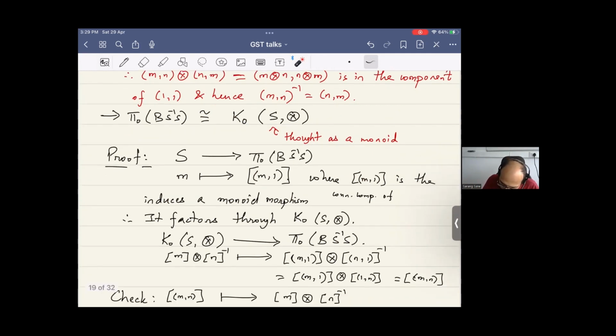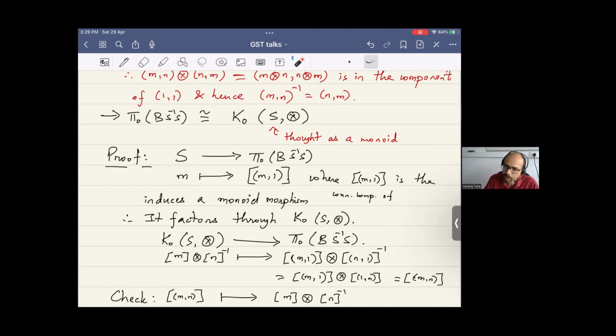If you have S, now here S is being thought of as a monoid. Just look at the objects with the tensor operation. There is a map from that monoid to pi naught of B S inverses. What is the map? If you take an object M, you map it to (M, 1).